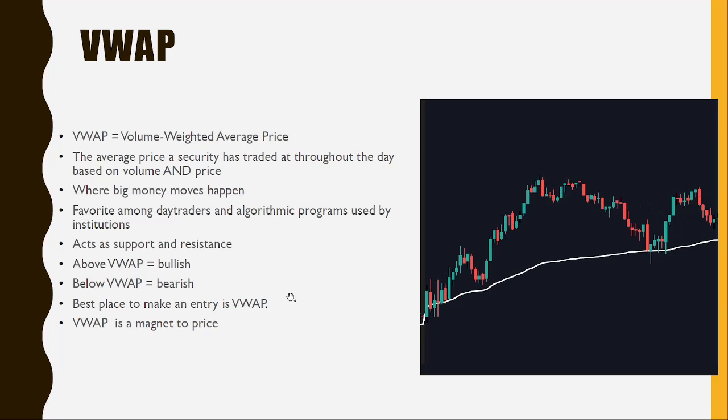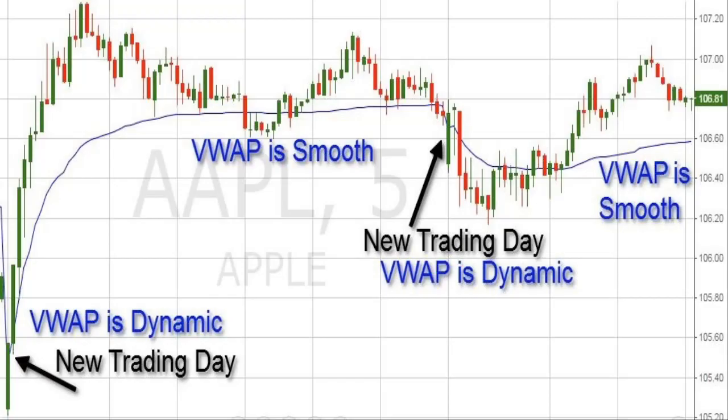So, in my opinion, for new traders, VWAP is probably the best place to make an entry. You have ORBs or VWAP. If you master those two setups, you can make a lot of money. And VWAP is a magnet to price. Price will always go back to VWAP. So yeah, the VWAP is smooth.